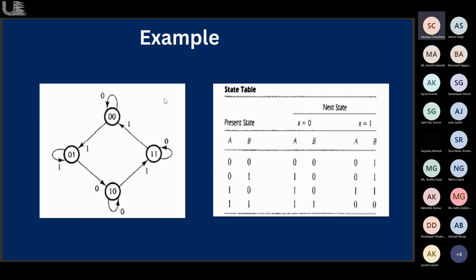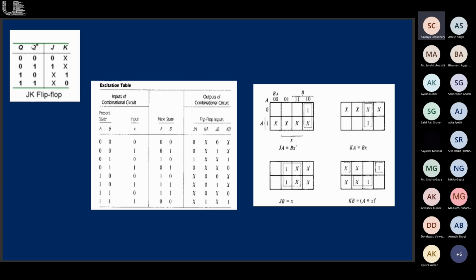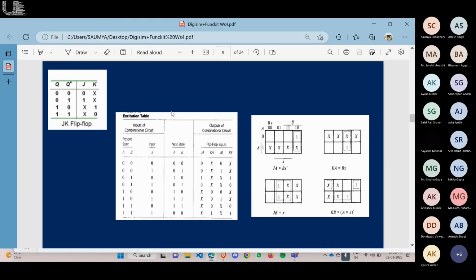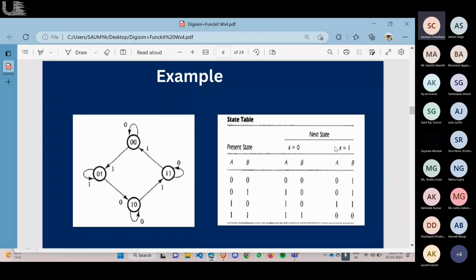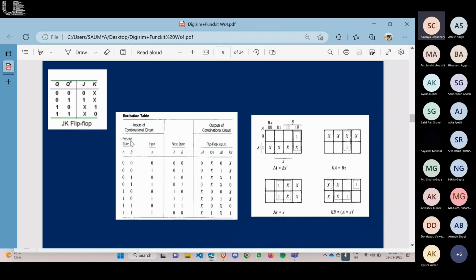So let's say this is the state diagram and this is the state table we have been given, and we need to make a circuit out of this. We'll use the JK flip-flop. This is the JK flip-flop, and this is the state table given. We have just written it in the form of present state, input, and next state. So we will derive how we get the inputs of the flip-flops.